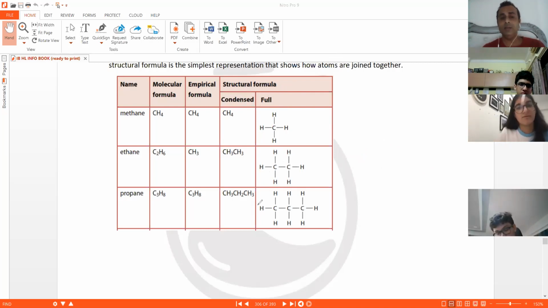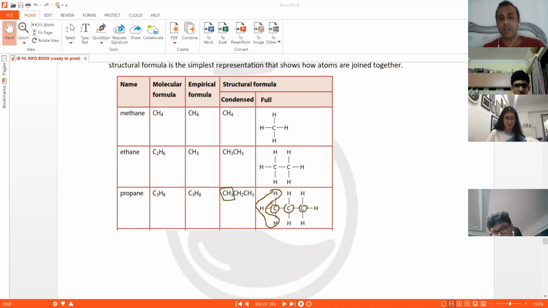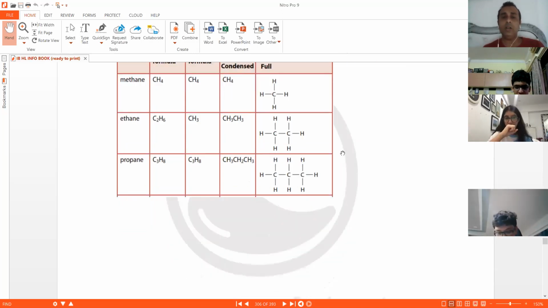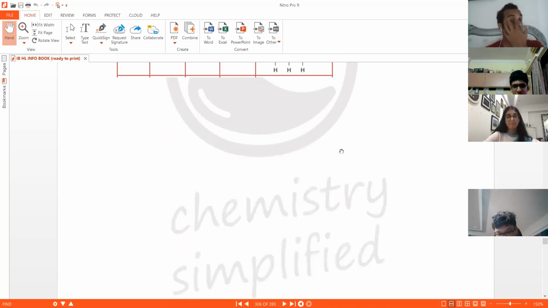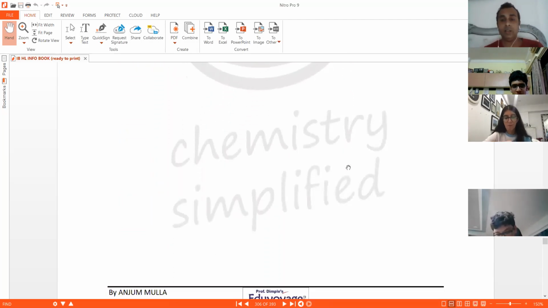Condensed formula, like suppose this is propane. So there are three carbons, one, two, three. First carbon, there are three hydrogens. So CH3. Second carbon, there are two hydrogens. So CH2. And third carbon, there are three hydrogens. So CH3. That's the condensed version of the structure. So you write on the basis of each carbon, like what is connected to each carbon, that you need to write in the condensed formula.